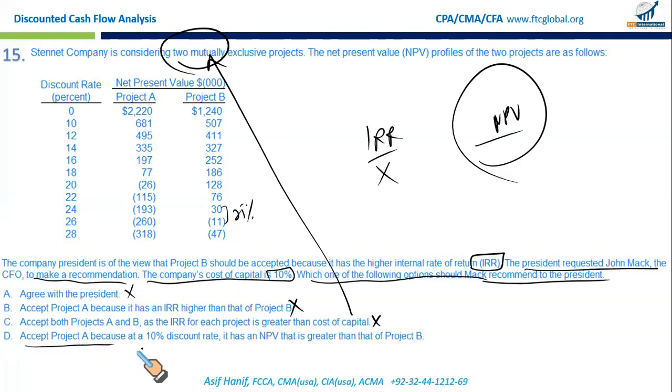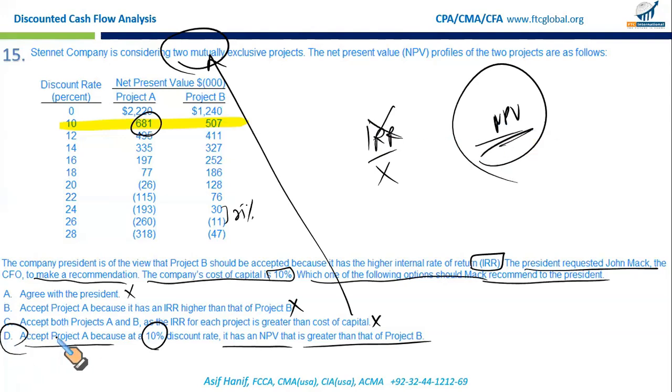accept project A because at a 10% discount rate, it has an NPV that is greater than project B. This is the 10% threshold. And at this threshold, project A has a higher NPV, and that is our selection criteria, because NPV is the absolute increase in the shareholders' wealth in projects. So if we need to decide between two projects, IRR may conflict, we go for NPV, and that makes D the correct option.